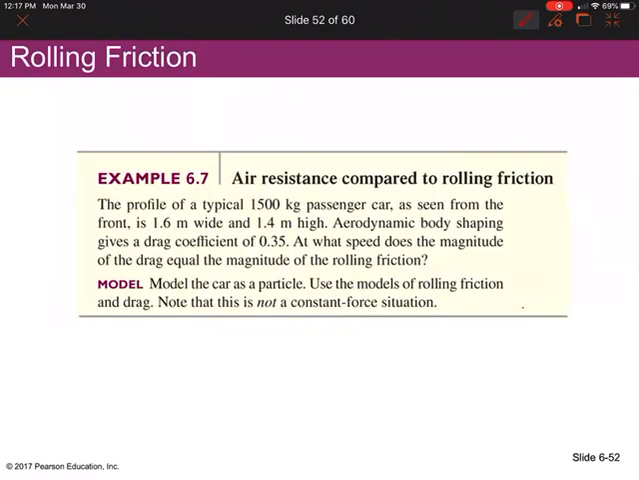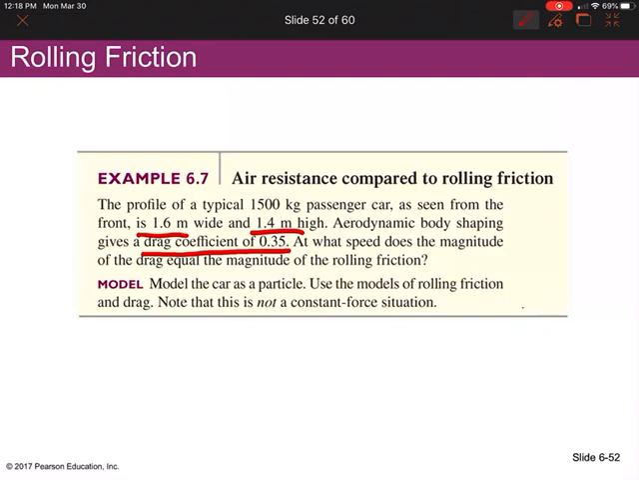So let's do this example for rolling friction here. This says that the profile of a typical 1,500 kilogram passenger car is 1.6 meters wide and 1.4 meters high, and it's already giving you the drag coefficient in the problem of 0.35, and it wants to know at what speed the magnitude of the drag equals the magnitude of the rolling friction.